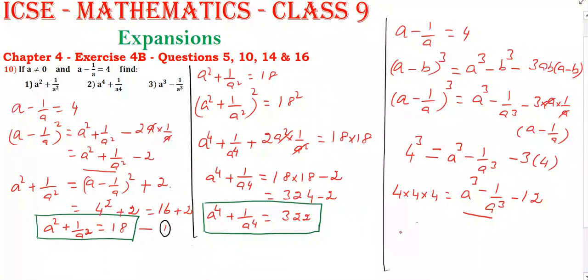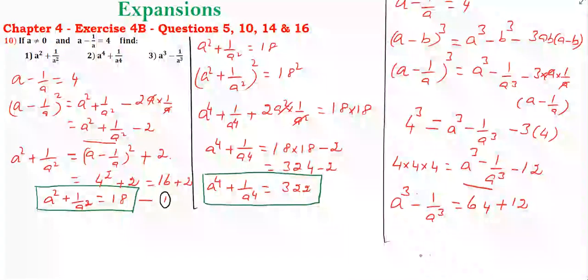So this we can take left side: a cube minus 1 by a cube equal to 4 into 4 into 4 is 16 into 4, it's 64, and this minus 12 will come this side, so plus 12. So a cube minus 1 by a cube equal to 64 plus 12, it's 76. So this is the last answer.